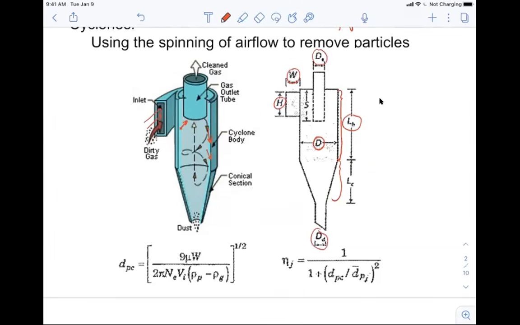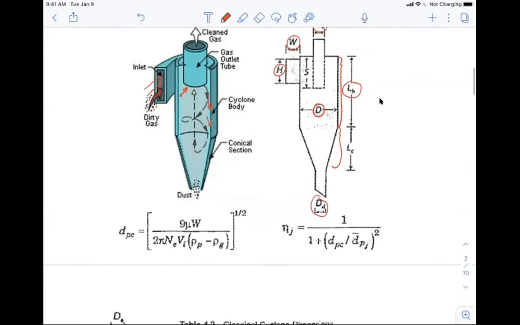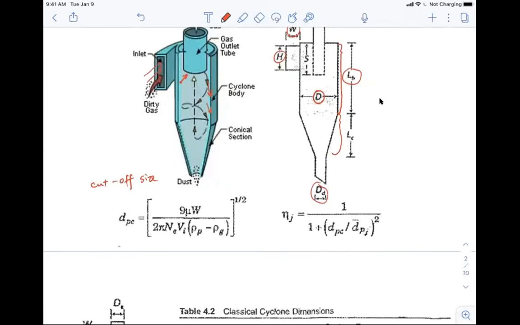And then we showed that for the cyclones, there are basically two equations that we are generally going to use to calculate its efficiency. So first is the cutoff size, right? And it indeed looks quite complicated, but we showed at the end of our last class that we can quite easily derive it just by using the concept of the centrifugal force and the drag force, right?